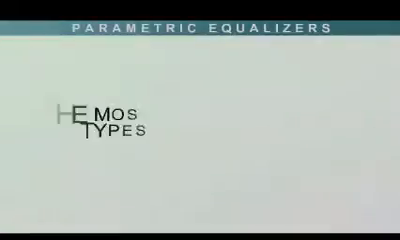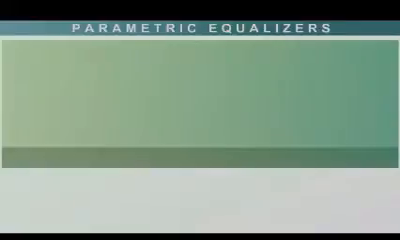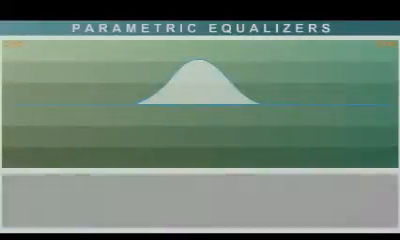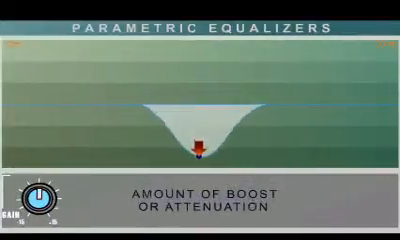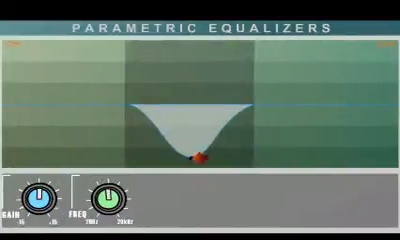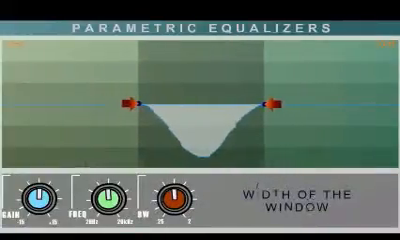A parametric equalizer has the most precision of all types of equalizers. Parametric equalizers offer control over the 3 main parameters of the filter. These parameters are gain, the amount of boost or attenuation, center frequency, the position of the window, and bandwidth, the width of the window.